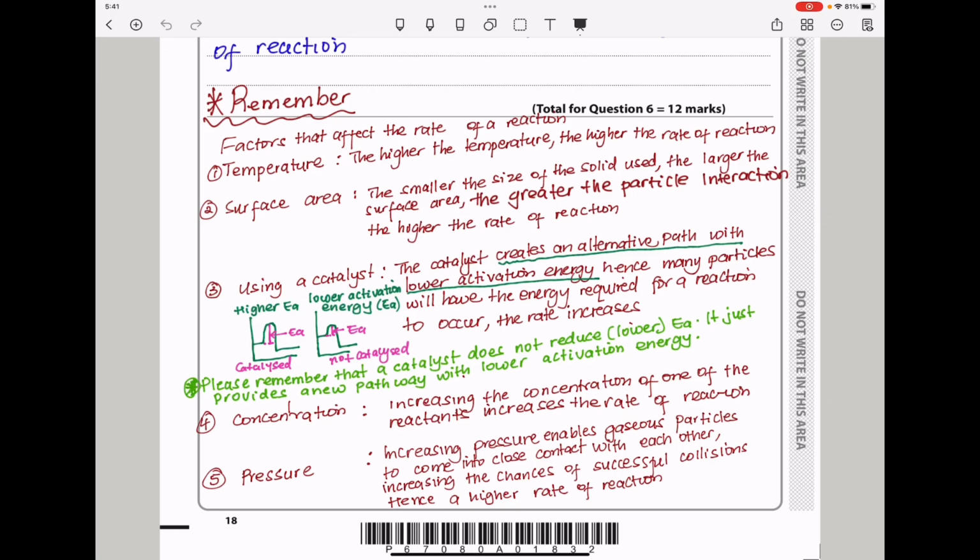So this brings us to the end of question 6, as well as to the end of the first part of this paper.